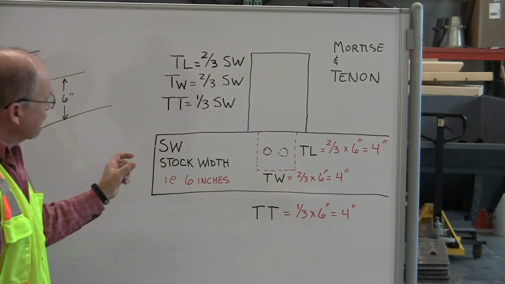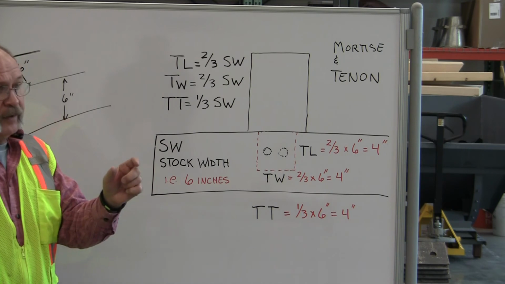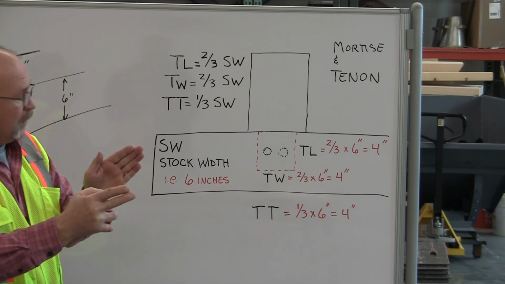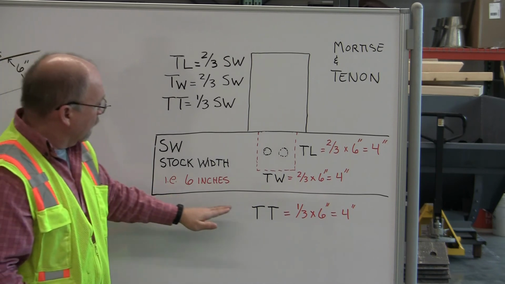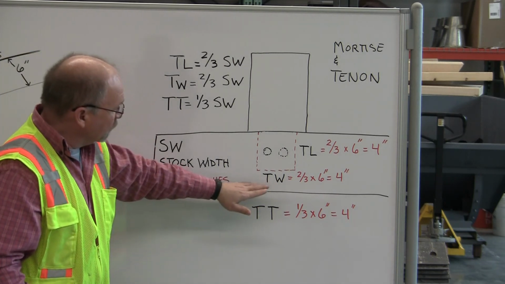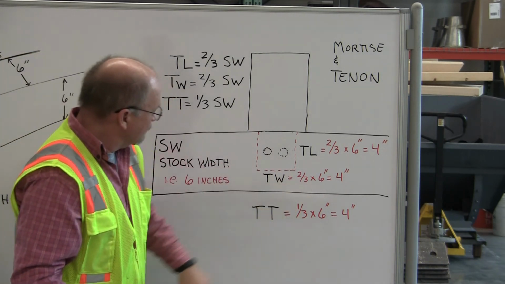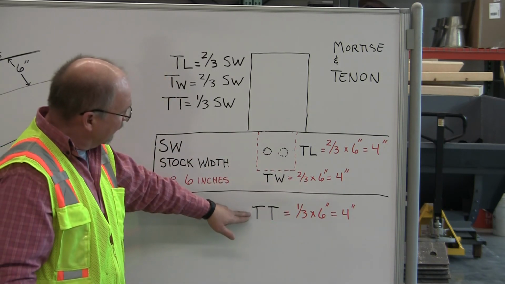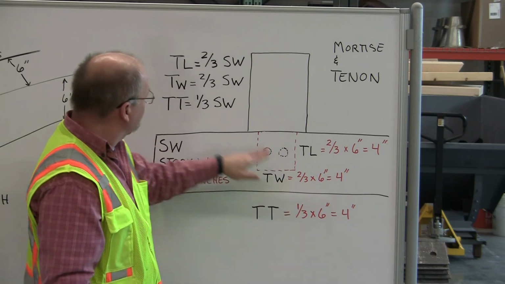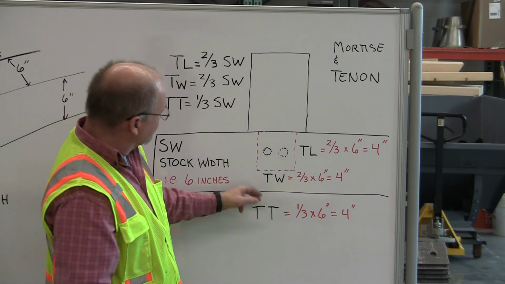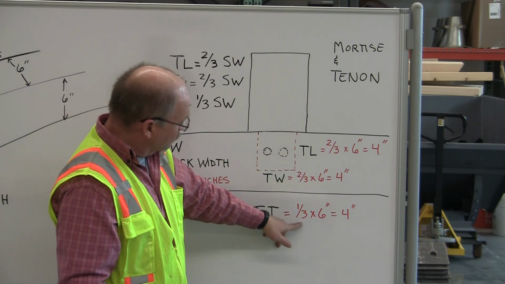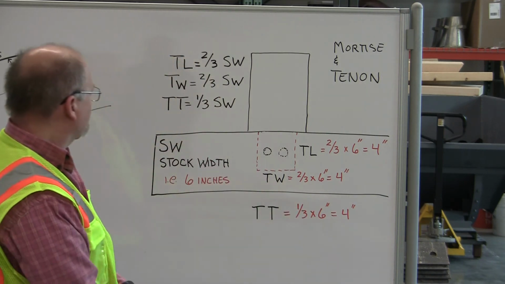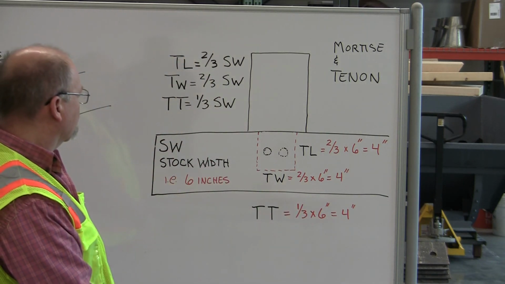Now the thickness of the tenon is a little bit narrower than the length or width of the tenon. The tenon width is 2/3 times 6, which is 4, I'm sorry, jumping around a little bit. The tenon thickness is actually 1/3 times the stock width. So TT is 1/3 times 6, which is, what am I doing here? 2 inches.